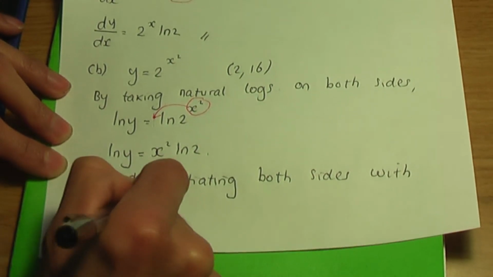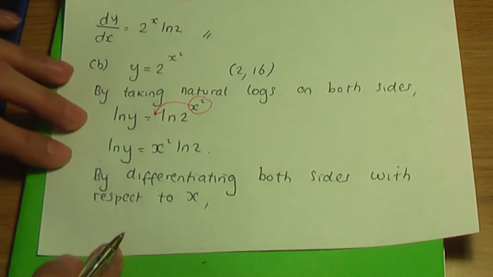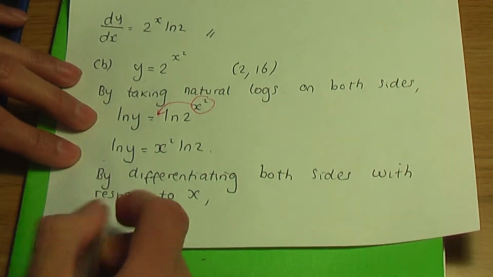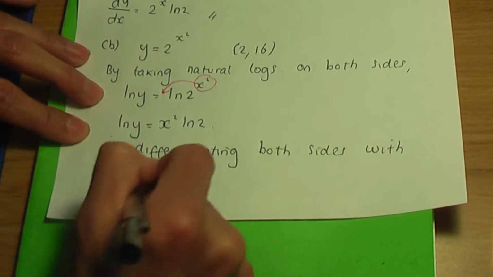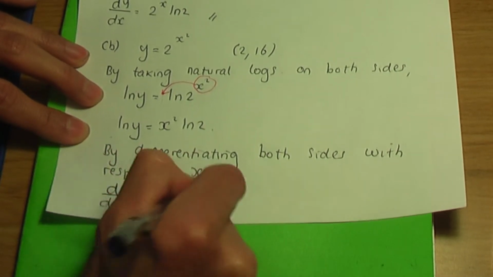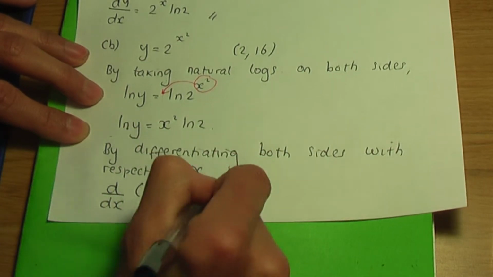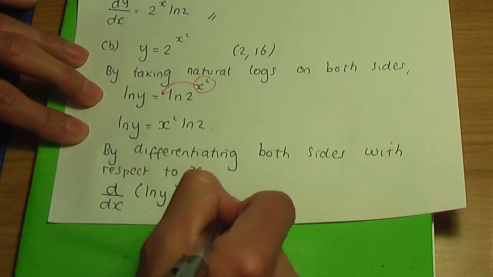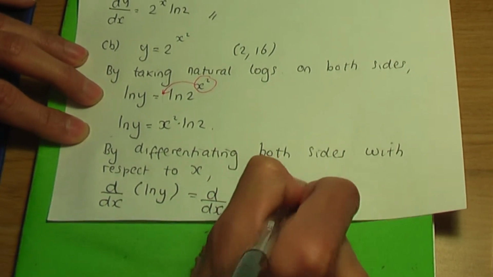By differentiating with respect to x, I mean we need to work out d by dx, the derivative of the left-hand term, which is ln y. We also need to work out d by dx, the derivative of the right-hand term, x squared ln 2.